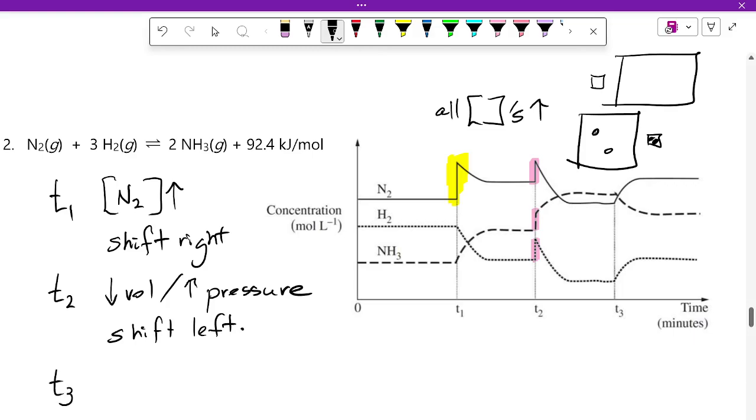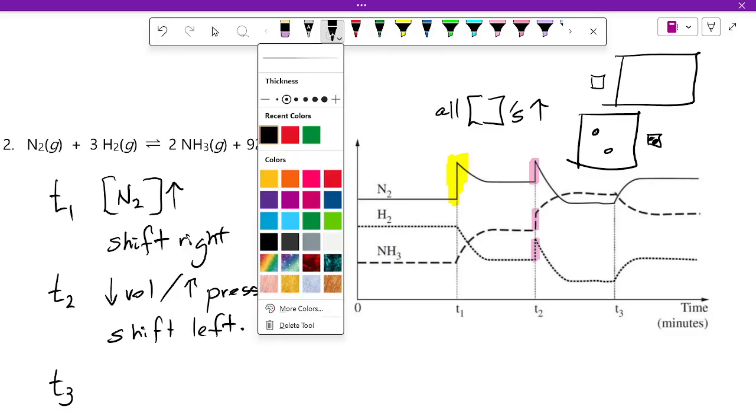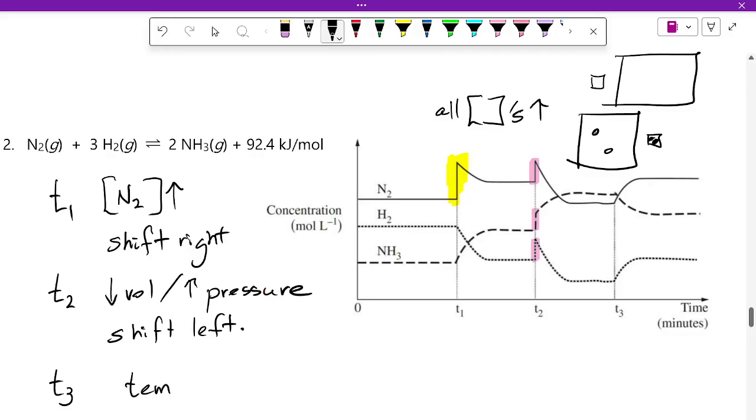Then at time 3, there's no stresses showing on there. And if there's no spikes on any of those, what must the stress have been? It must have been a temperature change. And in this case, we made H2. And if we're making H2, that means we're shifting left. And if we're shifting left and my heat term is here, what did we have to have done to the temperature?